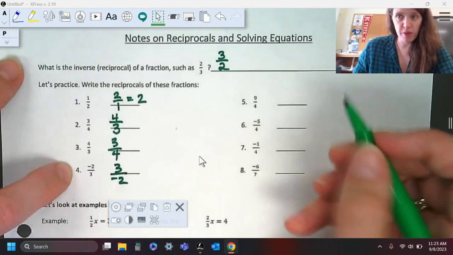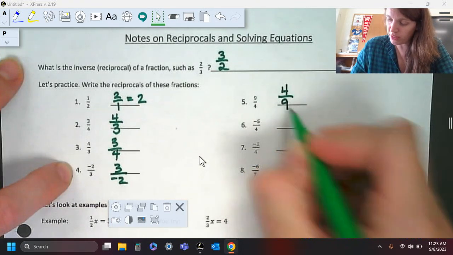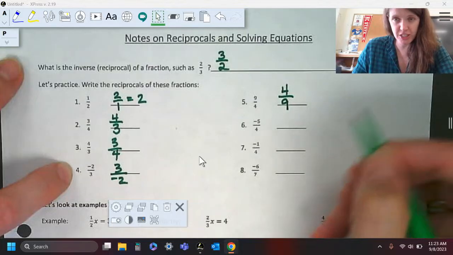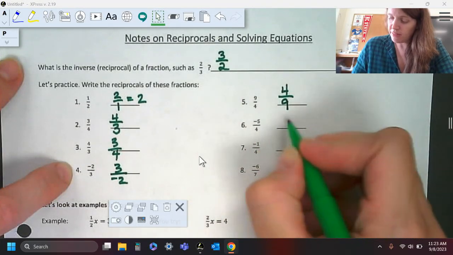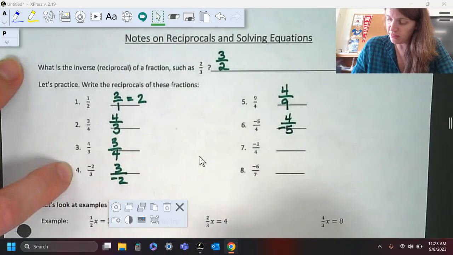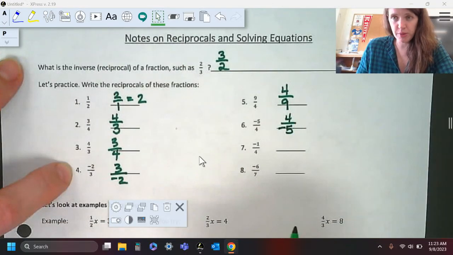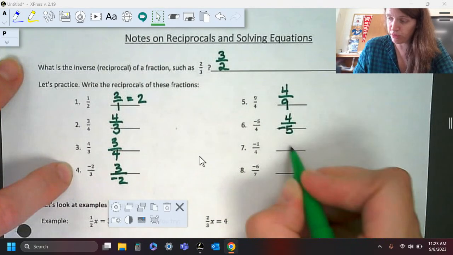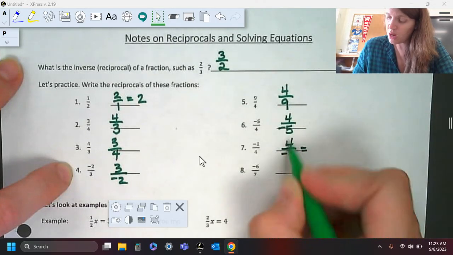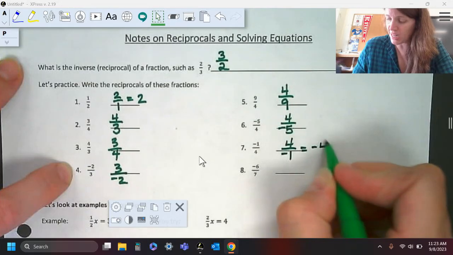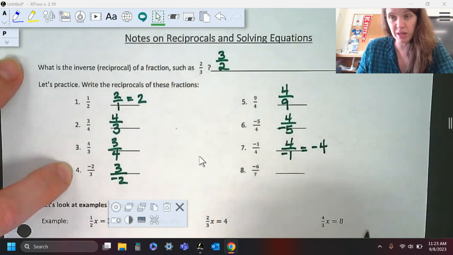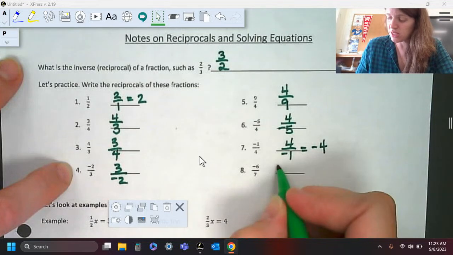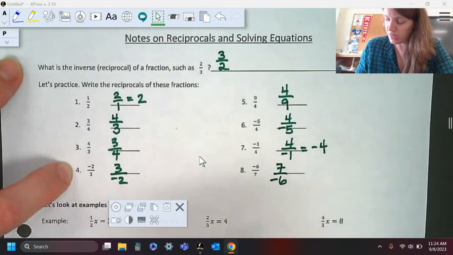9 over 4, what would that be? Well, that would be 4 over 9. Flip the fraction, and you've got the opposite fraction, the inverse fraction. Negative 5 over 4 is going to be 4 over negative 5. Okay, so pause and try the next couple. Hopefully when you paused, you got that negative 1 over 4 should be 4 over negative 1. Remember, when we divide 4 by negative 1, we actually get a negative 4. So we can simplify that one even a little bit further. And then negative 6 over 7, I'm going to have a 7 over negative 6.